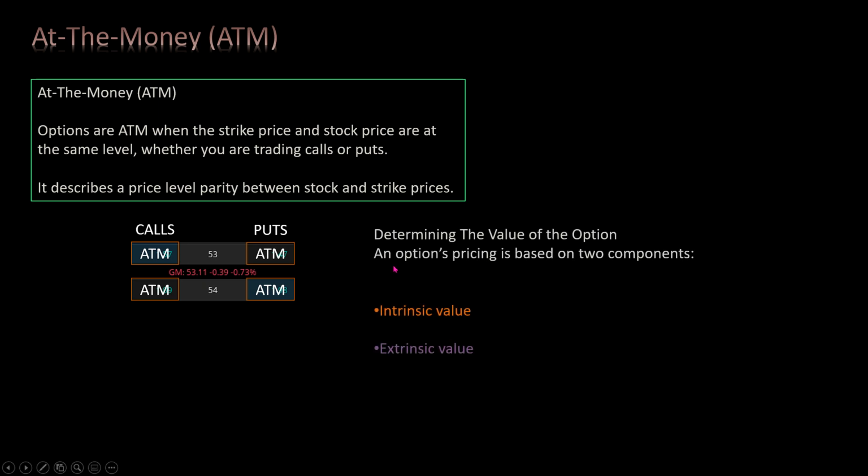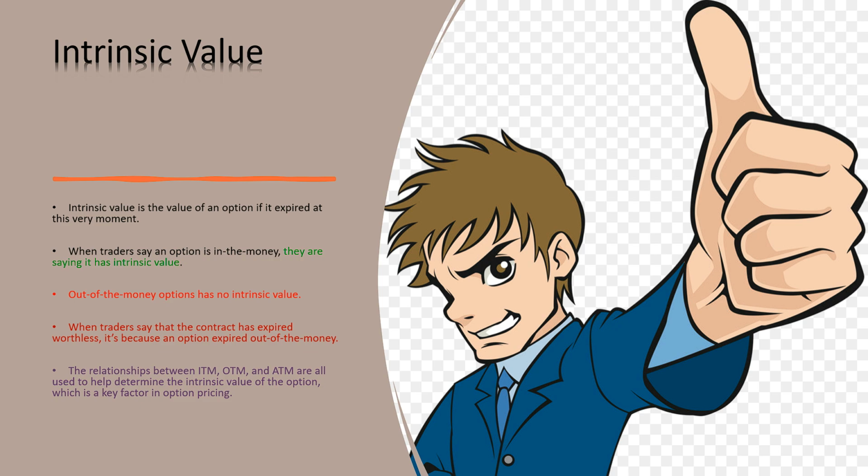Now, determining the value of the option, which is another critical part in options pricing, is based on two major components. You have intrinsic value and you have extrinsic value. So intrinsic value is the value of an option if it expired right now. When traders say an option is in the money, they are saying that it has intrinsic value. Out of the money options have no intrinsic value. When traders say that the contract has expired worthless, it's because an option expired out of the money. The relationship between ITM, OTM, and ATM are all used to help determine the intrinsic value of the option, which is a key factor in options pricing. That's all it's about.